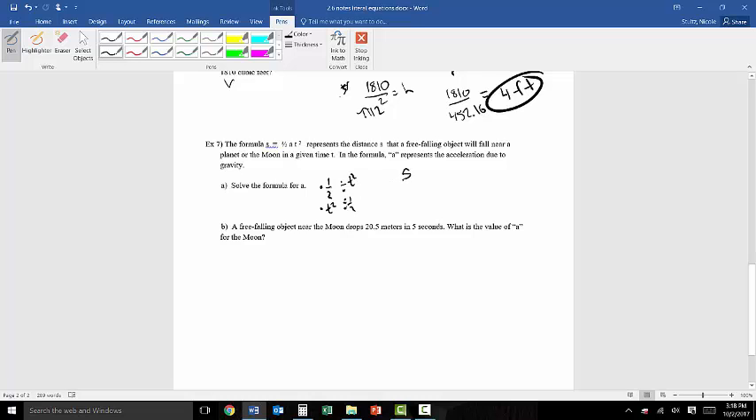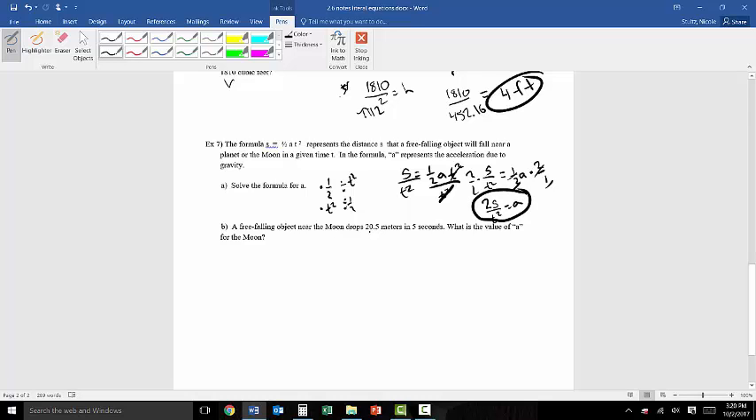Okay, so S equals 1/2 A times T squared. So I'm going to start by dividing by T squared. Those cross out. So I have S over T squared equals 1/2 A. And then I need to multiply by the reciprocal in order to divide by the fraction. So if we do 2 over 1 times S over T squared, we're going to get 2S over T squared equals A.